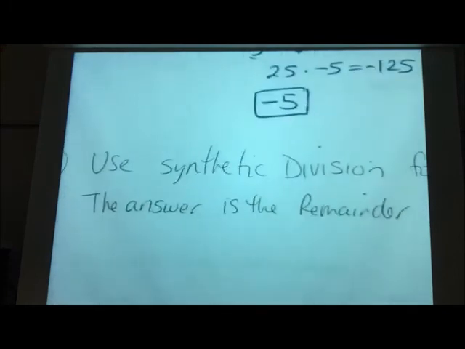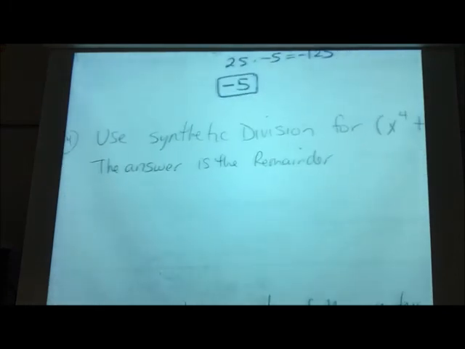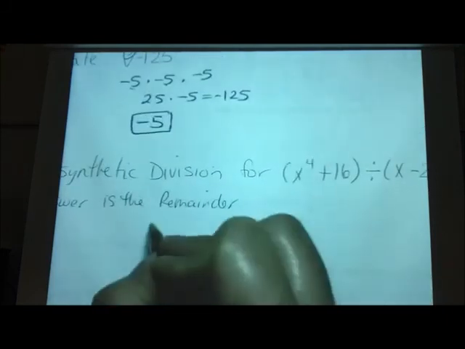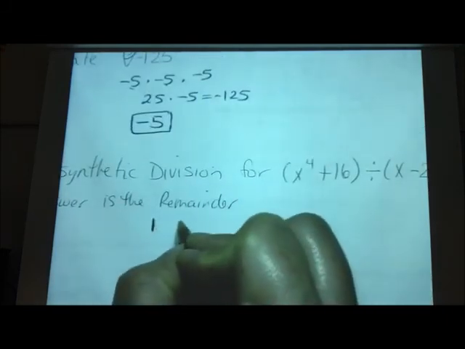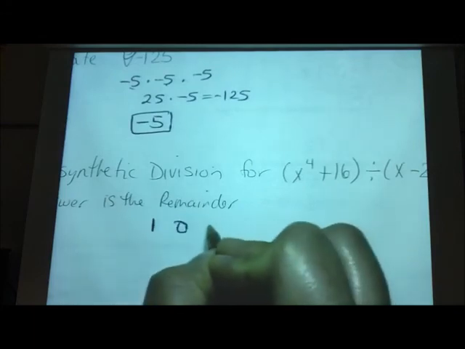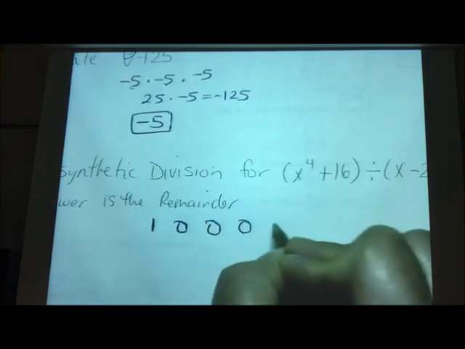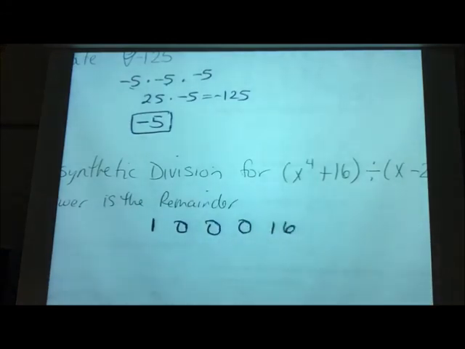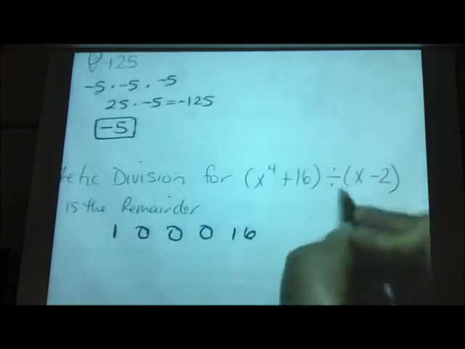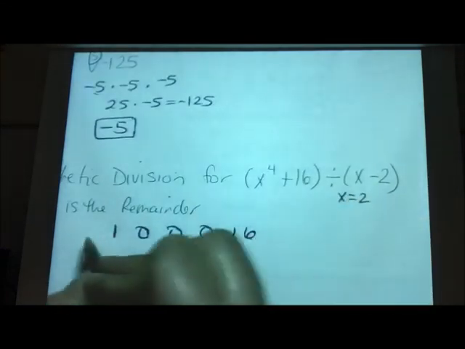For the next one, they ask you to use synthetic division. So I have x to the 4th, so that's a 1. Is there an x cubed? No. Is there an x squared? No. Is there an x? No. Is there a constant? Yes. So I have to put 1, 0, 0, 0, 16. It is divided by x minus 2. We set it equal to 0, so this is a positive 2.